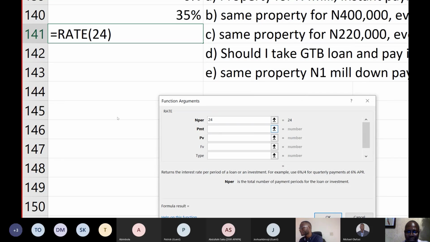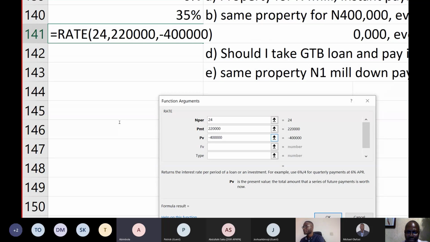And how much will I pay? I'll be paying 220,000. And how much is the value? Hey, I didn't join earlier. What's PMT? It's the total payment. Yeah, so that's the monthly payment. Yeah, total monthly payment. So that's the 220 that was there, the total periodic payment.